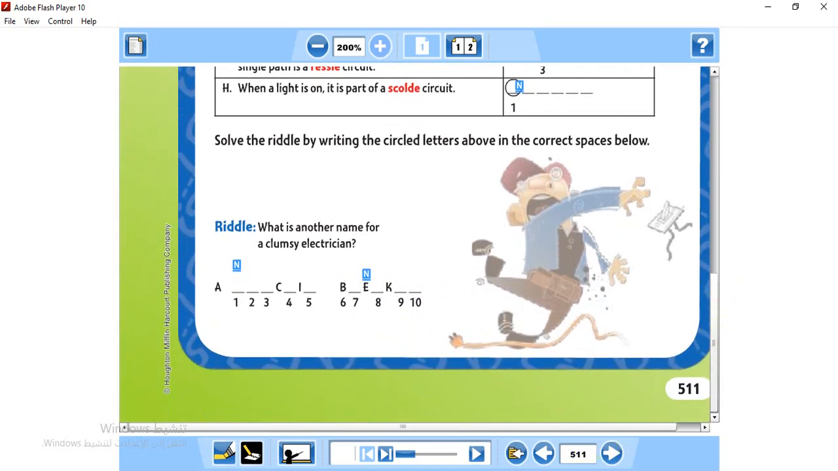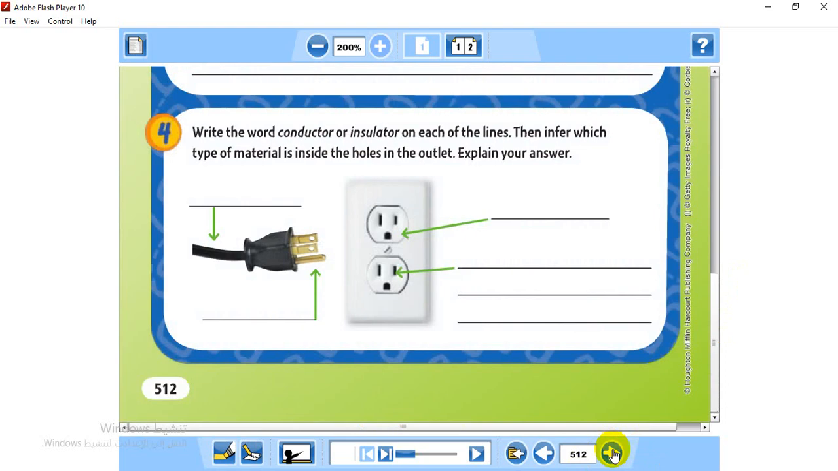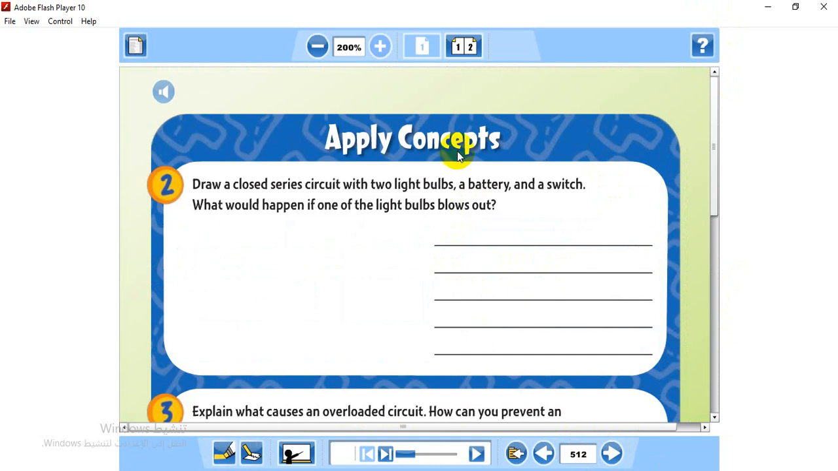Okay, let's go now to the next page. And here I think we should start from the beginning. They're asking you to draw something here, but I will tell you which drawing you have to draw exactly. Here they're asking to draw a closed circuit with 2 light bulbs. You have to draw it here, and then a battery and a switch.